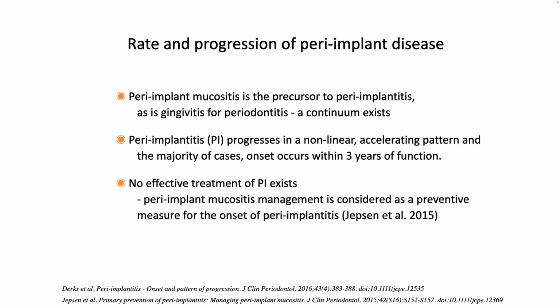In the majority of implant cases, some 52% of implants will have complications at 2 years, and some 66% will have peri-implant complications at 3 years. So it's generally something that happens fairly early on in the disease process. So early detection and management of peri-implant mucositis is key.